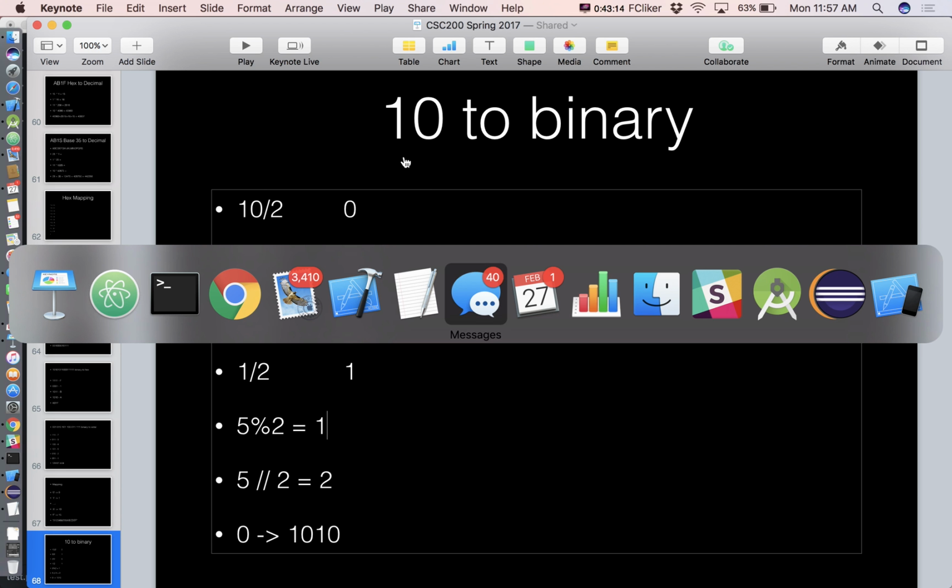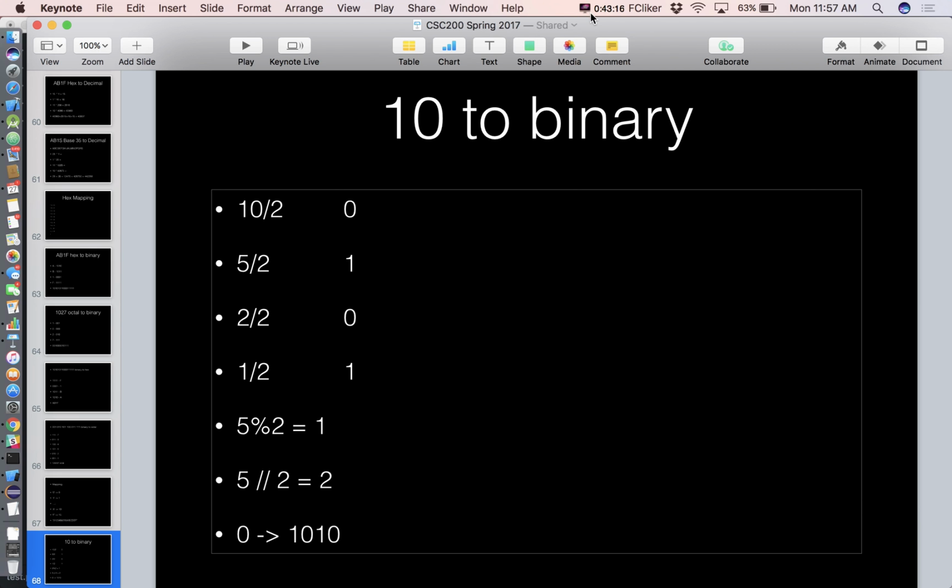So, just to double check, you want us to use actual math to do it and not like a dictionary that just... Correct. Yeah, I haven't introduced dictionaries yet. Okay. Yeah, use math.